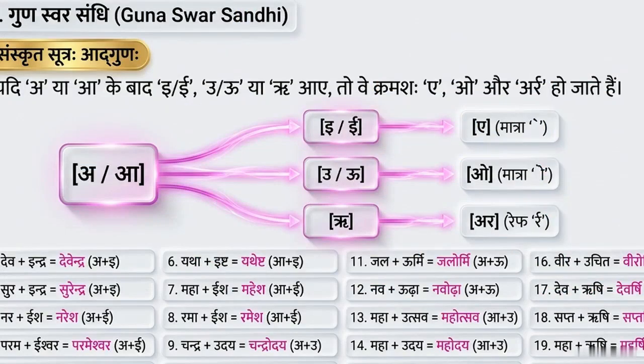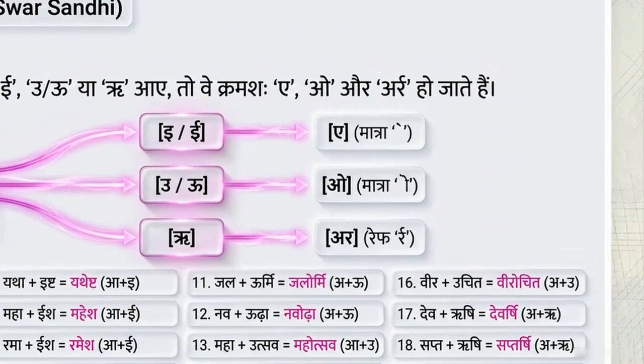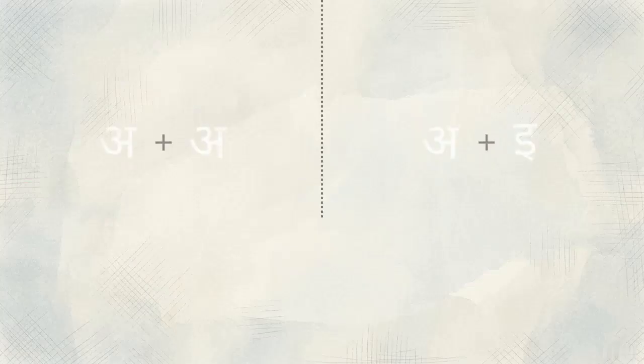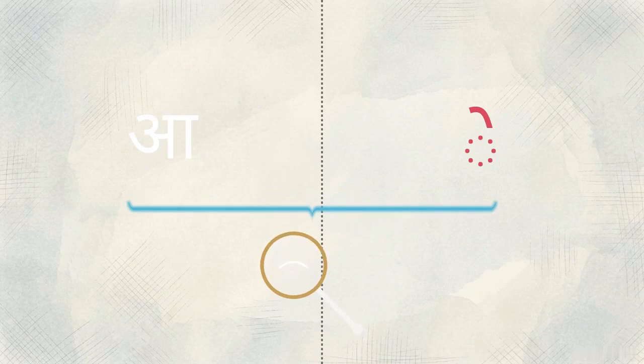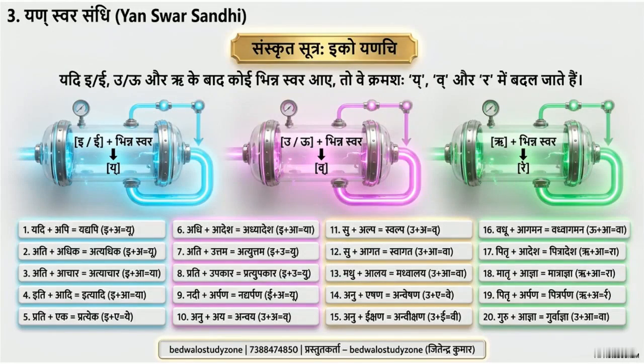Guna sandhi follows a different path. This occurs when a or a meets a different vowel, shifting the phonetic quality to a, o, or r. You can identify guna sandhi by the single mark, the single matra, positioned at the top of the combined word. While dirgha elongates the sound and guna alters it, both leave a distinct visual signature in the resulting matras. Yan sandhi represents a more complex friction point.